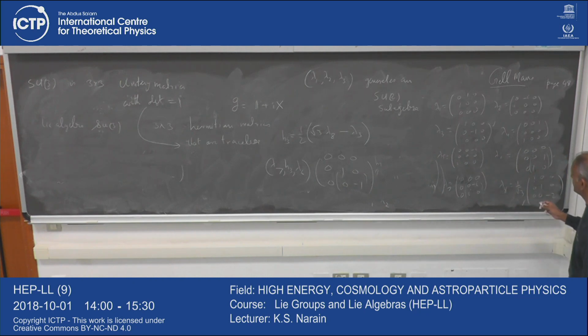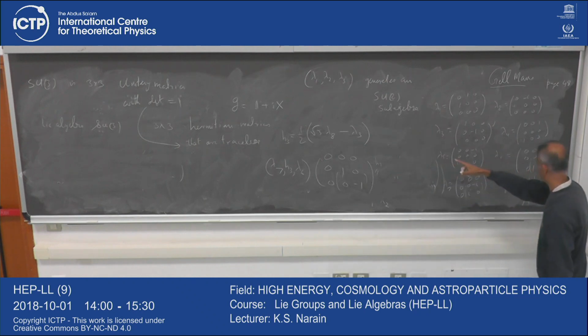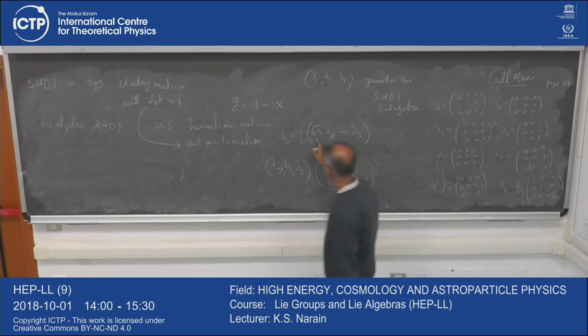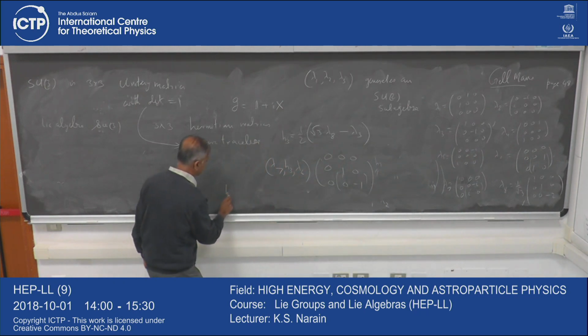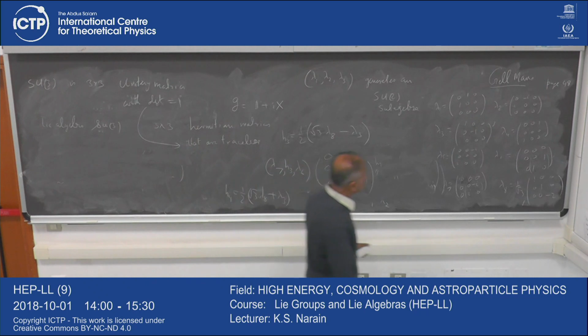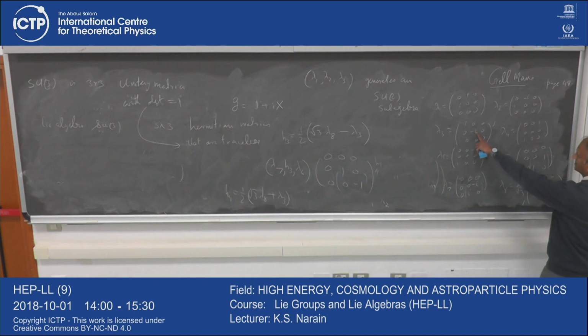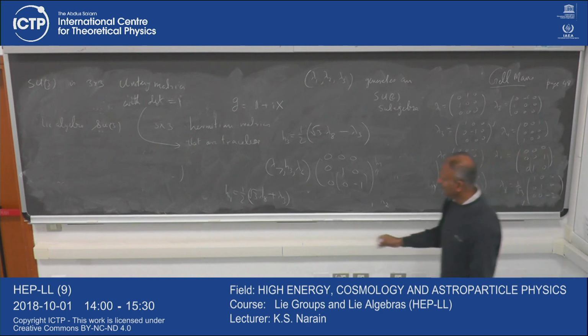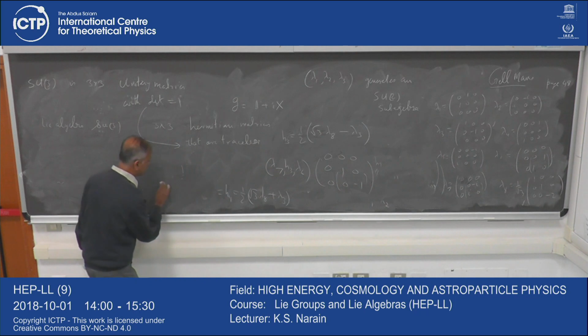Similarly, now look at the remaining ones. Here, if I consider now another combination, let's call it H4, which is 1/2 of root 3 lambda 8 plus lambda 3. Because now if I take the plus, then this entry cancels, and you get 2 minus 2. So this matrix will be 1, 0, 0, 0, 0, 0, 0, 0, minus 1. This will be H4.